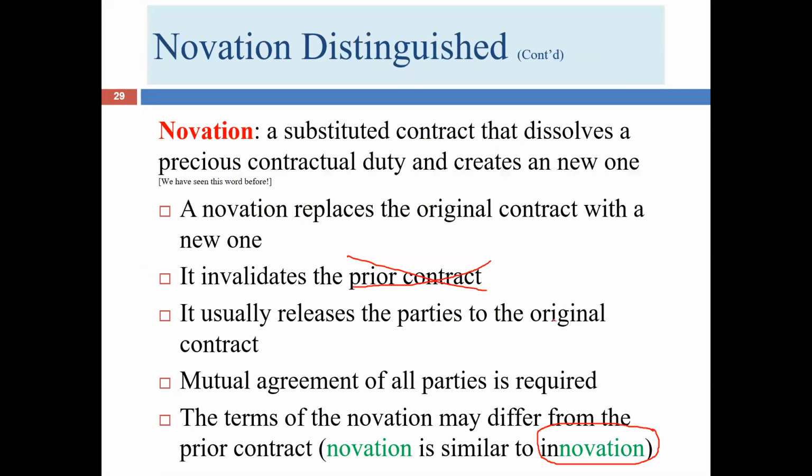Now, it's very likely that some, possibly all, of the people to the original contract will be in the new contract. So they may well still have continuing obligations, but they don't have exactly the same obligations they had under the original contract. Usually all of the people in the original contract and the people in the new contract have to agree to this whole deal. Many times the terms of the novation may be the same as the original contract, or they may be pretty different.